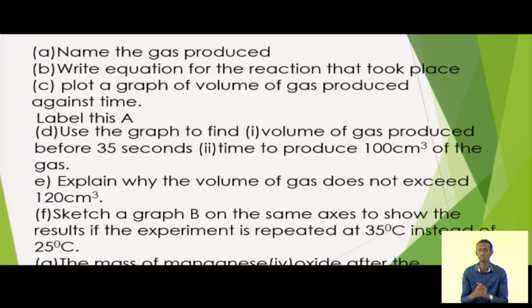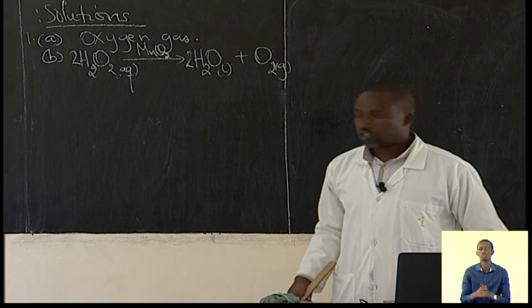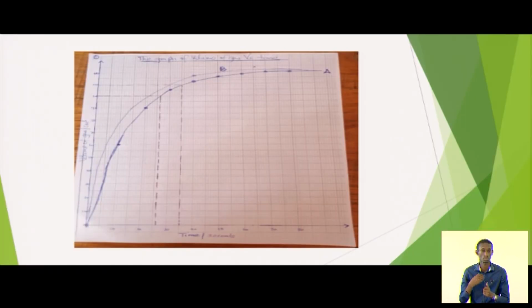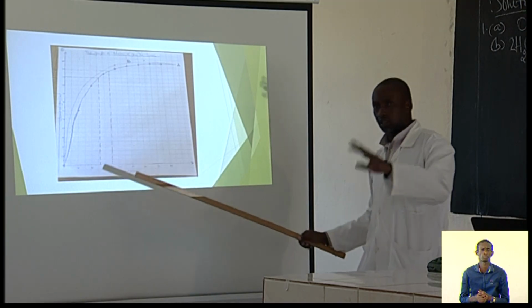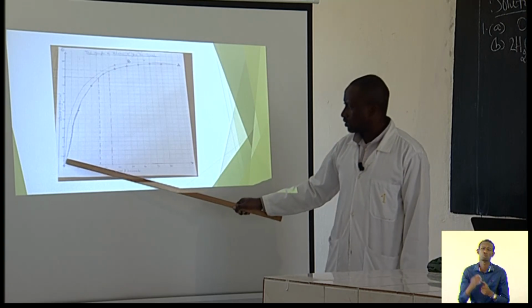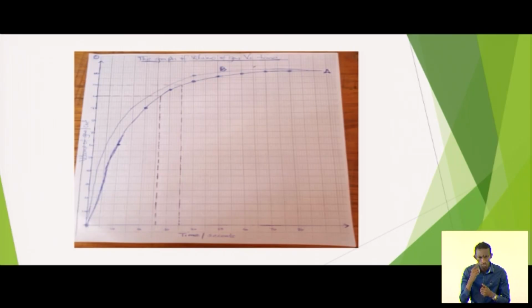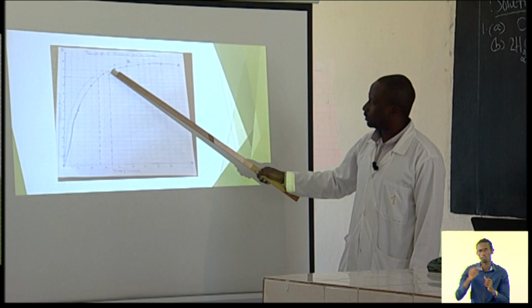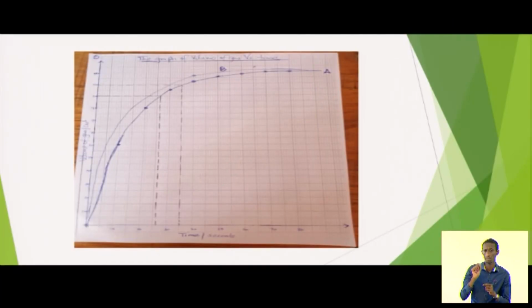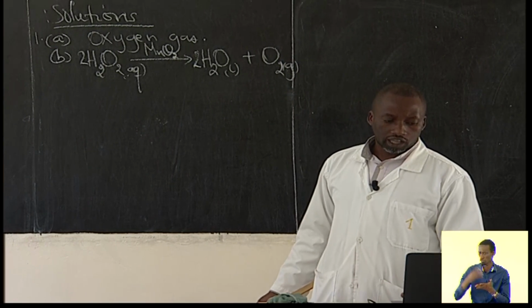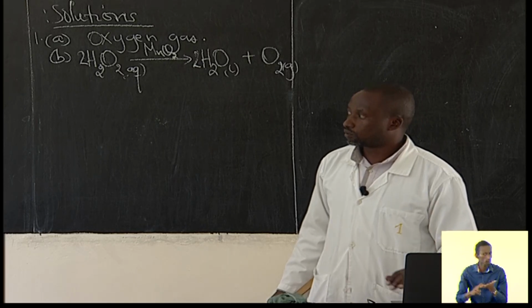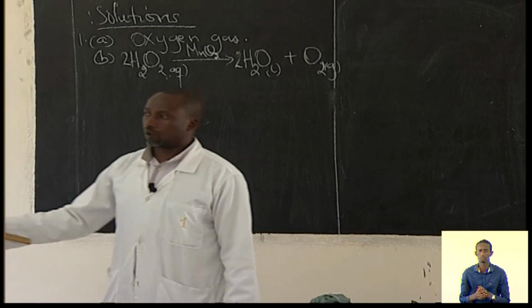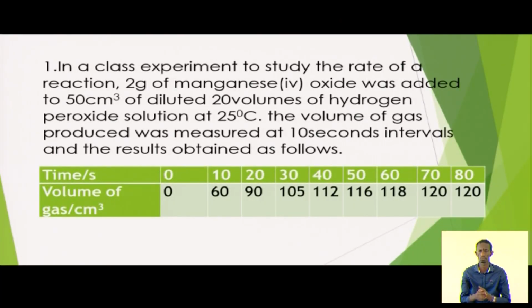Plot a graph of volume of gas produced against time and label it A. I'll just skip a bit and go to the graph that is produced. This is the sketch graph, the graph that I was just trying to draw. If you look at the graph, this is how it goes, and these are some points that were plotted. We said it has to be labeled A. The values we used to plot the graph are the values in the table: the time and the volume of the gas.